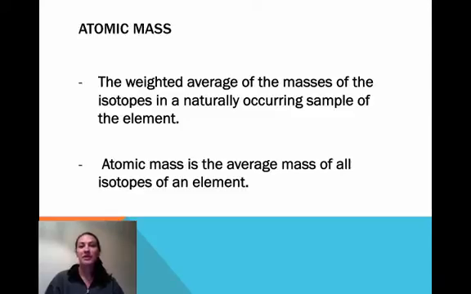All right, today we are going to be talking about atomic mass, and we're also going to be talking about ions. So what atomic mass is: atomic mass is the weighted average of the masses of the isotopes in a naturally occurring sample of the element.